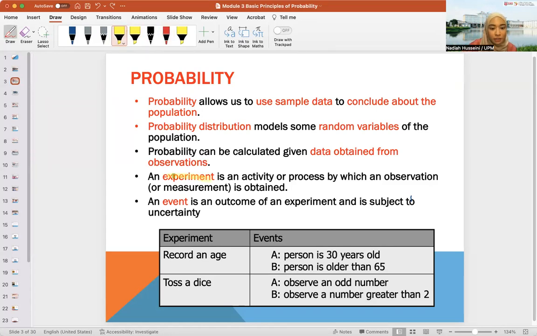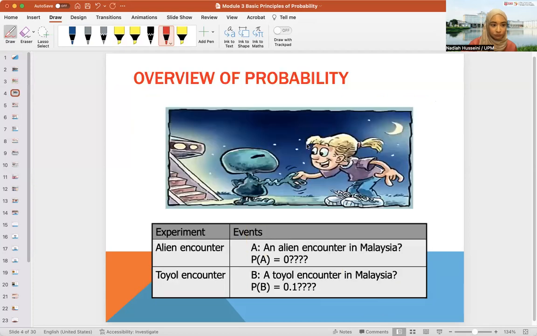Okay, so we talked about experiment and also event. Probability can be calculated given the data obtained from the observations. These are the observations, or the events. Okay, moving on. Overview of probability.